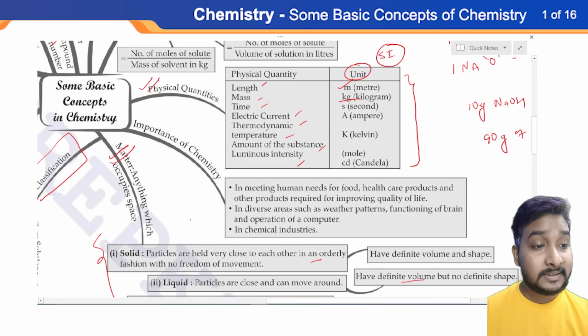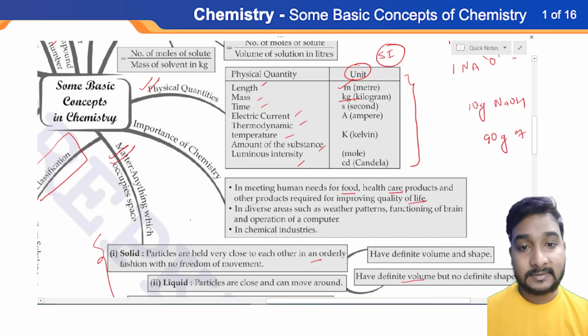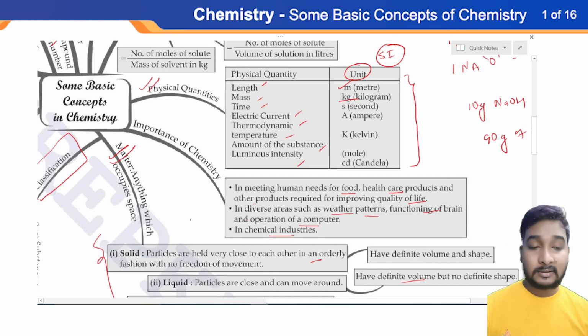There are three importances written here. In meeting human needs: food, healthcare products and other products required for improving quality of life. Every food has some particles, atoms, so it's chemistry. In diverse areas such as weather patterns, functioning of the brain, operation of a computer, and in chemical industries. Everything is connected with chemistry.